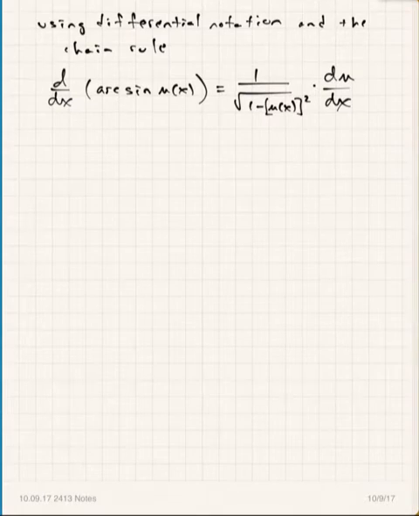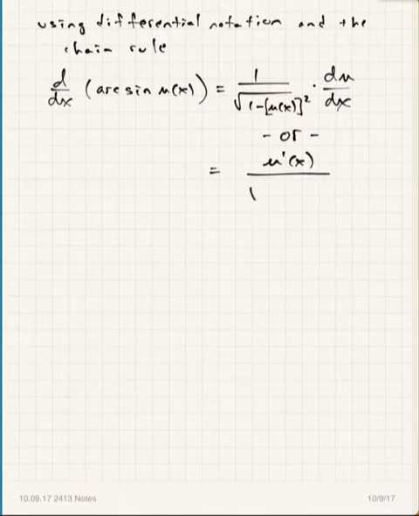Or if you were going to write this with prime notation, you could simply write this as u prime of x over the square root of 1 minus u of x squared. And frankly, this is probably the way most students remember it, the second way, not with the differential notation. That this is the derivative of u divided by the square root of 1 minus u squared. And there's our arcsine form right there.